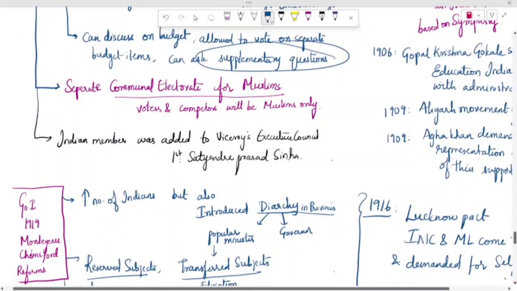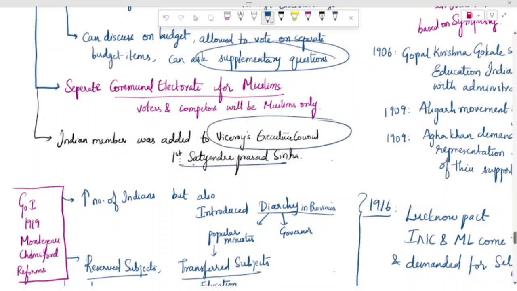And the first Indian member was added to the Viceroy's Executive Council. He was Satyendra Prasad Sinha.